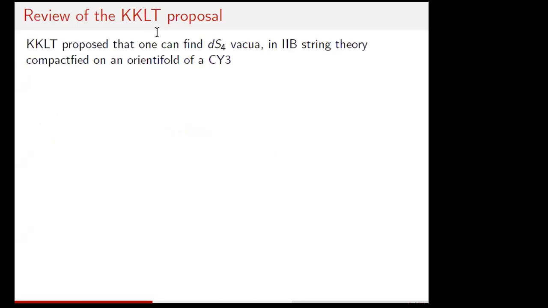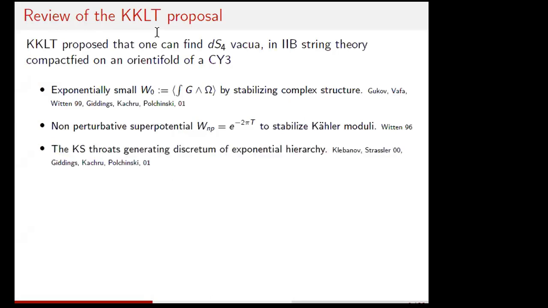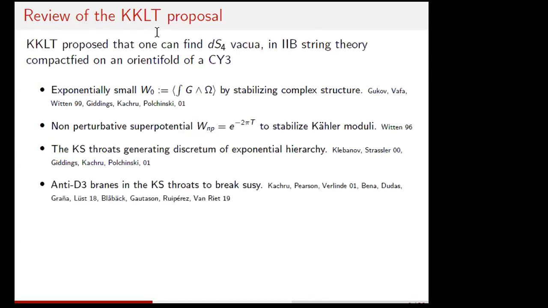What KKLT proposed back in 2003 was that you may be able to find de Sitter vacua in type IIB string theory compactified on a Calabi-Yau threefold if you find the following ingredients and combine them successfully in a given Calabi-Yau compactification. And those ingredients are exponentially small W0 and non-perturbative superpotential to stabilize Kähler moduli, the Giddings-Kachru-Polchinski fluxes generating a discretuum of exponential hierarchies, and anti-D3 branes at the tip of the throat to break supersymmetry.